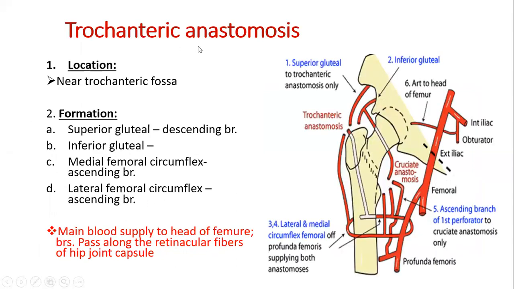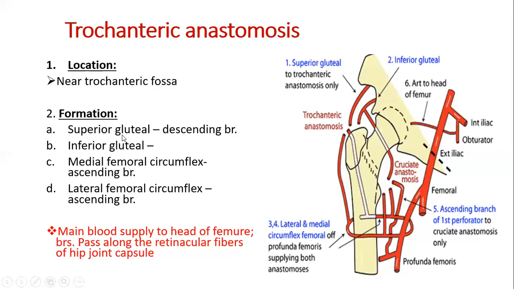Next anastomosis is trochanteric anastomosis. Trochanteric anastomosis, the name is self-explanatory. It has nothing to do with lesser trochanter, but rather it is located near the trochanteric fossa, which is located on the medial aspect of the greater trochanter of the femur. So this anastomosis is formed near the trochanteric fossa of the femur.